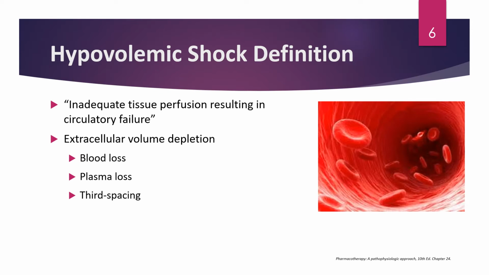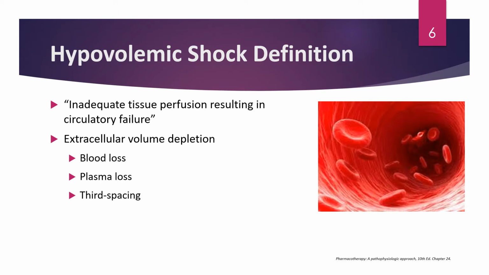Its more formal definition is that hypovolemic shock is inadequate tissue perfusion resulting in circulatory failure. So basically this happens as a result of extracellular volume depletion. So it's either a loss of blood, where we may see massive amounts of blood loss because of trauma or some other type of cause like a GI bleed. We may have plasma loss. Plasma loss may be due to dehydration, for example. In addition, we may also have third spacing.